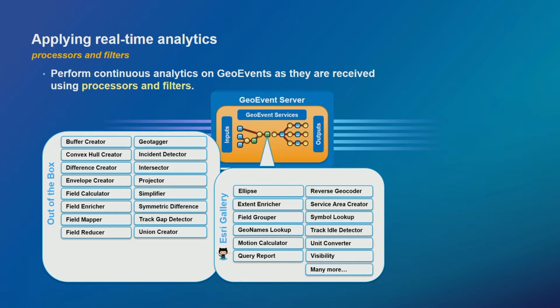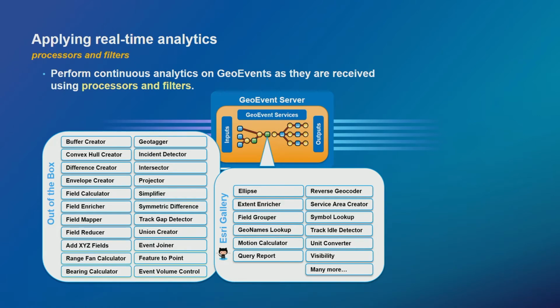At 10.7, we're proud to offer an additional set of processors based on items previously released in the gallery. These include the ones at the very bottom here. So we've got add XY fields, range fan calculator, bearing calculator, event joiner, feature to point, event volume controller. And we're going to try to show as many of these as we can in our demonstrations later on.